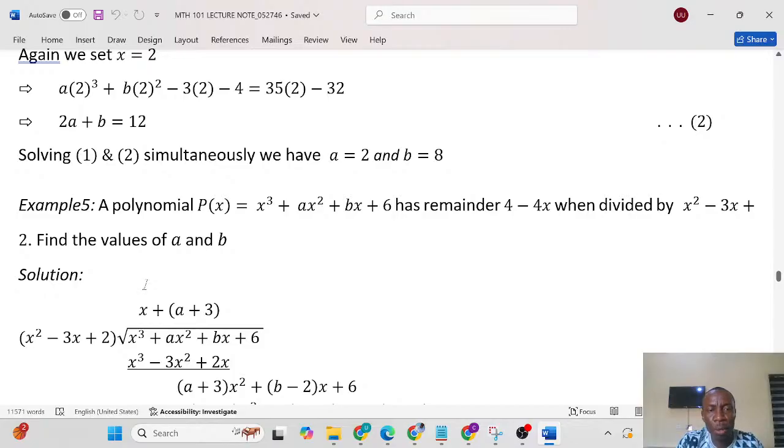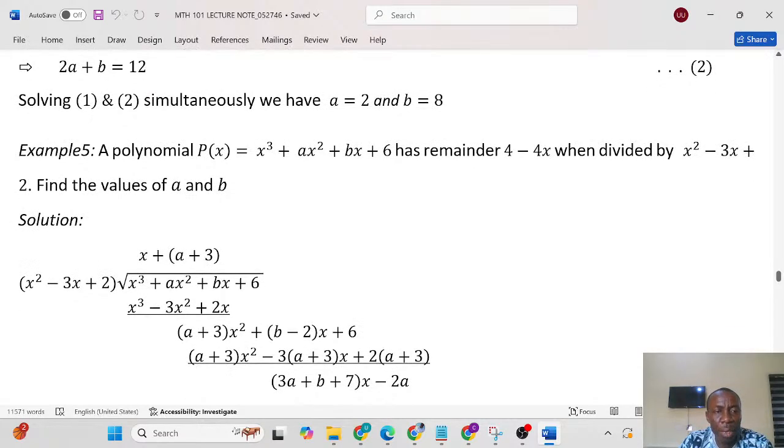Example 5 says a polynomial p of x is equal to x cubed plus ax squared plus bx plus 6 has a remainder 4 minus 4x when divided by x squared minus 3x plus 2. Find the value of a and b. So we have this using the long division method.